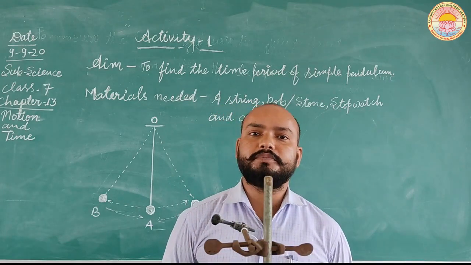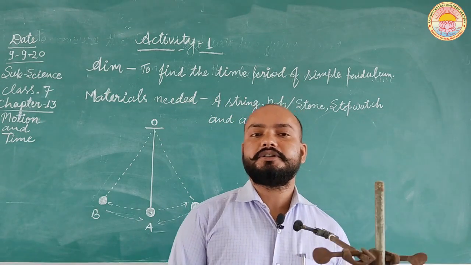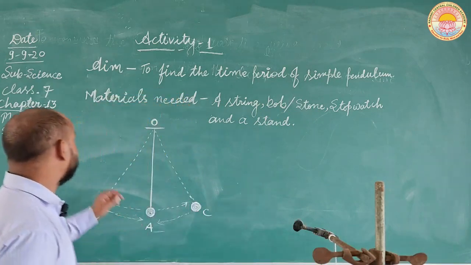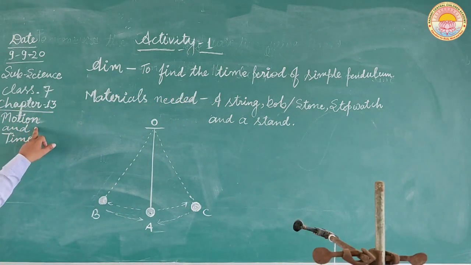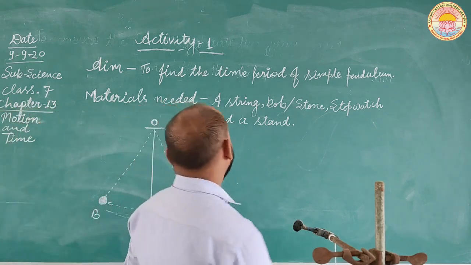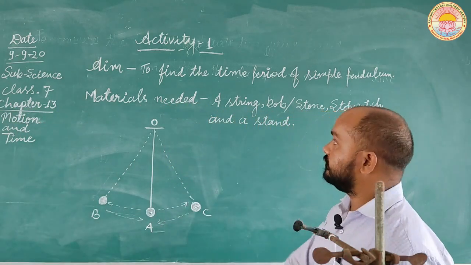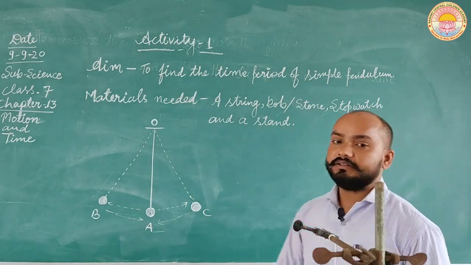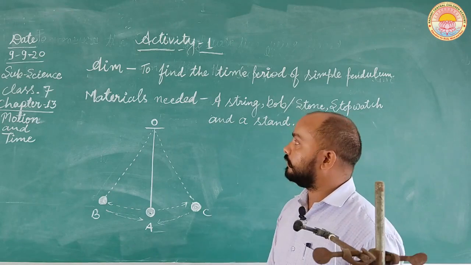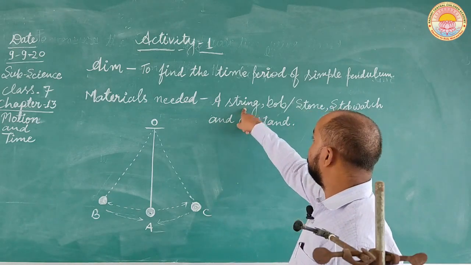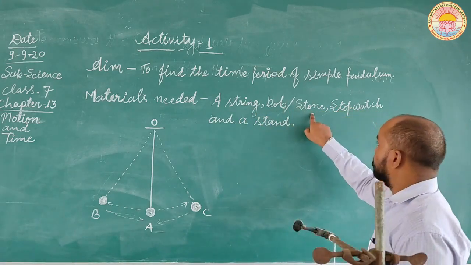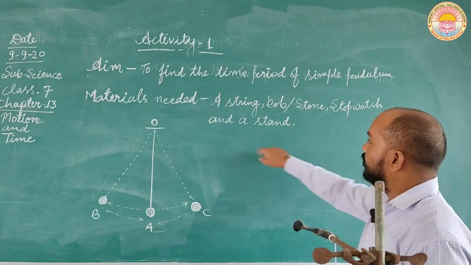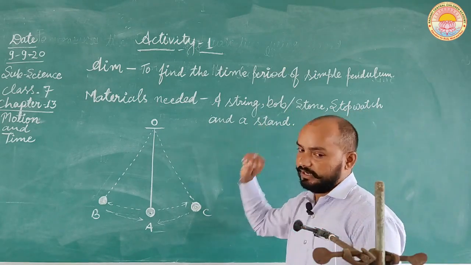Today we are going to perform an activity related to chapter number 13 of class 7, and the name of the chapter is Motion and Time. The aim of our activity is to find the time period of a simple pendulum, and the materials that we need to perform this activity are a string, a bob or a stone, a stopwatch and a stand.